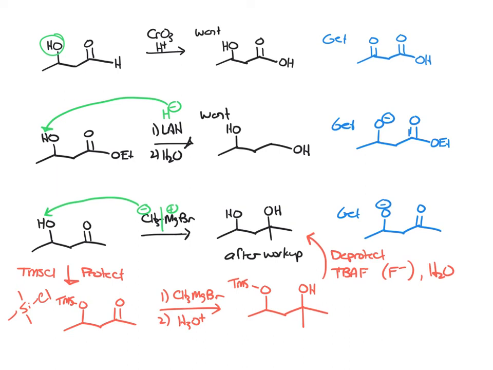But you would use the same workaround for all of these. So this one on top, you would add the TMS chloride to protect it, do your oxidation, then add fluoride to deprotect it. We'll start with that first example.